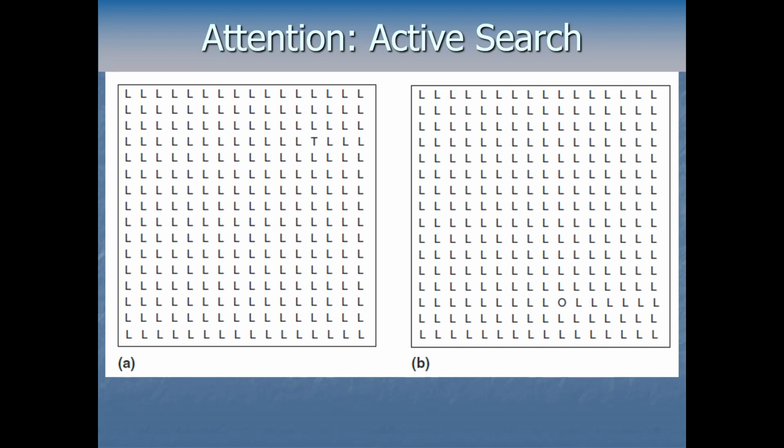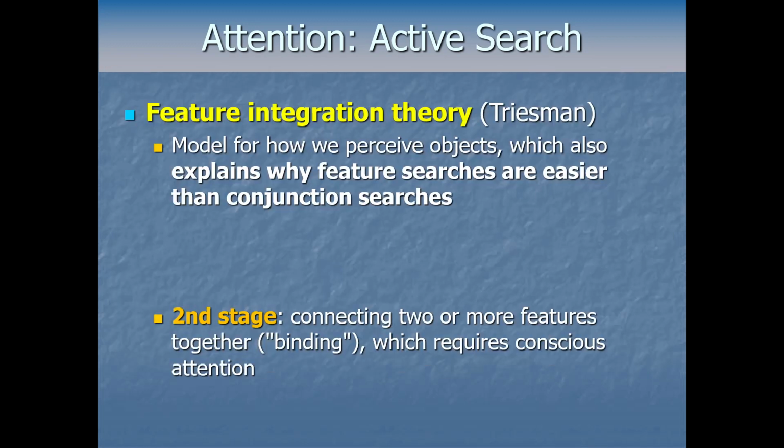So all these studies showing differences between feature search and conjunction search led researchers to propose a more general theory of attention that would help explain this stuff. So around 1980, Treisman and some of her collaborators proposed what they call feature integration theory as a really general model for how we perceive objects, which also happens to explain why feature searches are easier than conjunction searches. But it's a more general model trying to figure out how does perception work? Like how does the brain deal with seeing objects in front of us and making sense of them? And her theory just happens to also explain why feature searches are easier than conjunction searches. So what she thinks is going on is that our brain makes sense of objects in the scene, objects in front of us, in a two-step process.